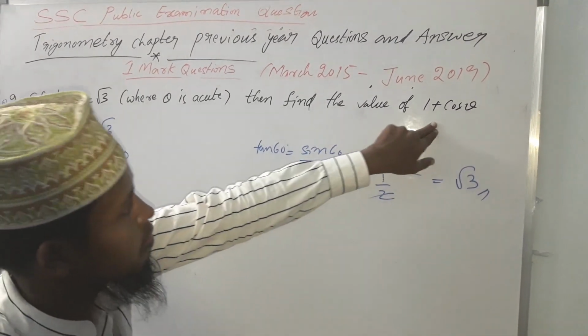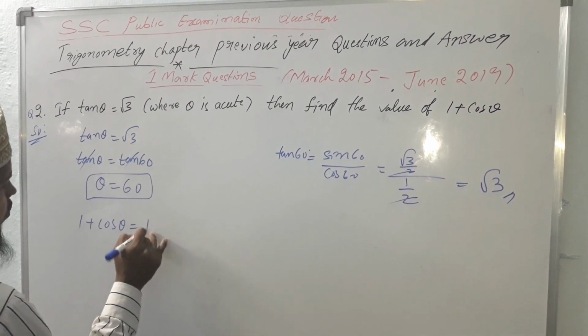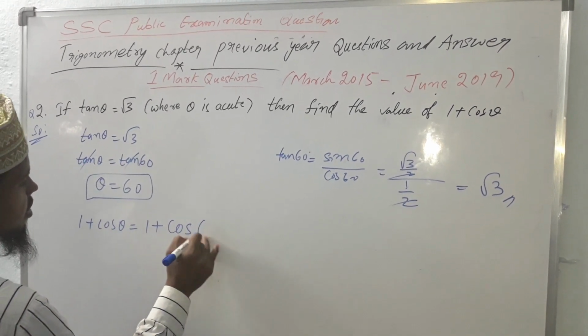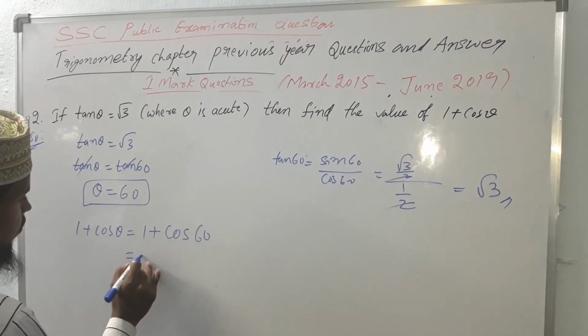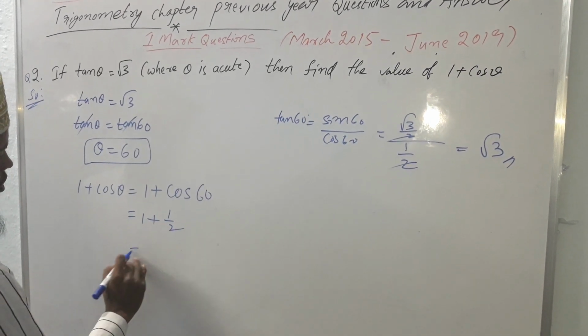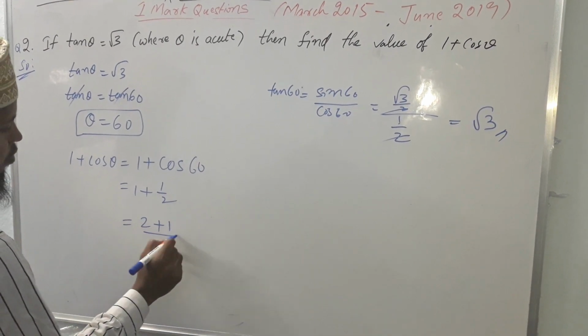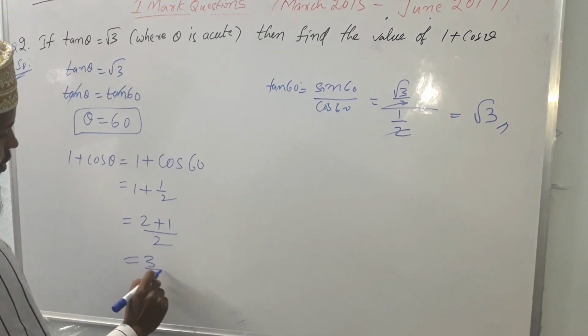In the question, asking 1 plus cos theta. 1 plus cos theta is equal to 1 plus cos, in place of theta it is 60. 1 plus cos 60, which is 1 by 2. Take LCM: 2 plus 1 by 2. Answer is 3 by 2.